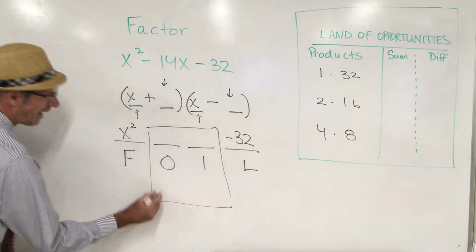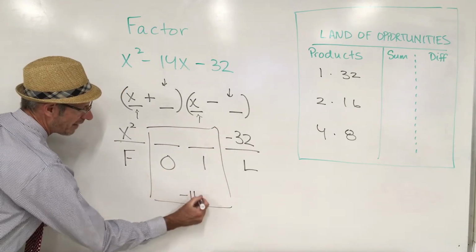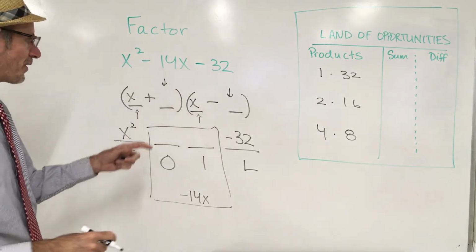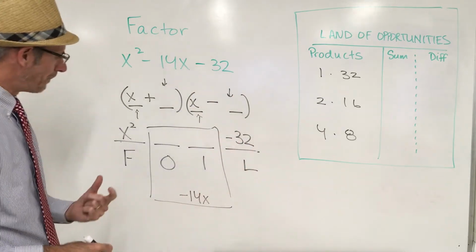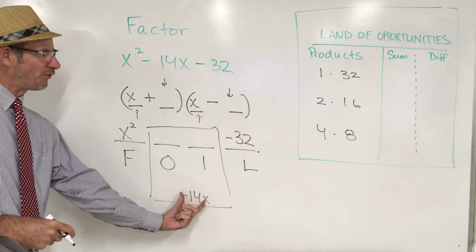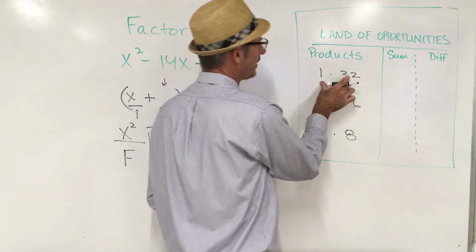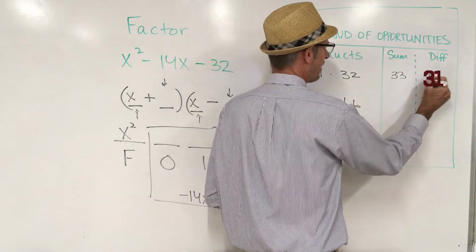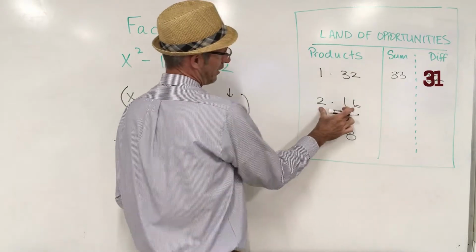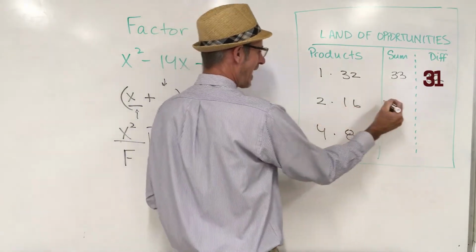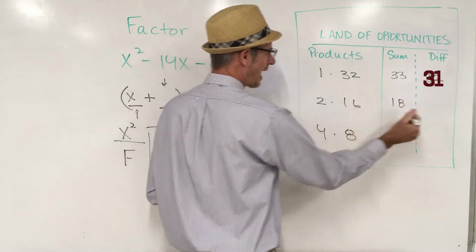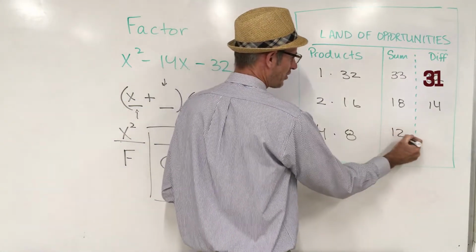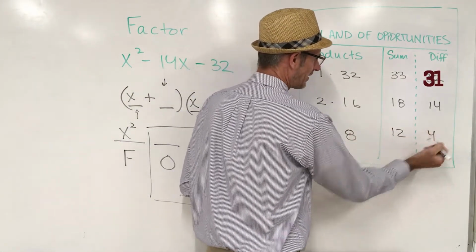But when we look at our outer and inner, we need those to come out to the middle term, which is negative 14. So we need numbers that multiply to negative 32, but are going to add up to negative 14. So right here, if I take 1 and 32, the sum is going to be 33. The difference, if I subtract them, is going to be 32. Here, 2 times 16 is 32. If I add them, the sum will be 18. And if I subtract them, the difference will be 14. 4 times 8 is 32. If I add them, the sum is 12. And if I subtract them, the difference is 4.